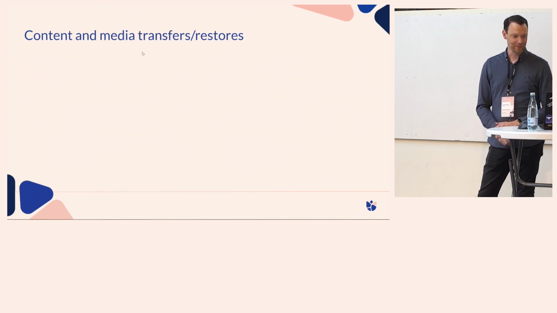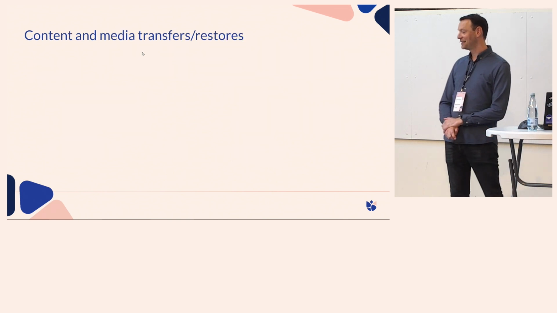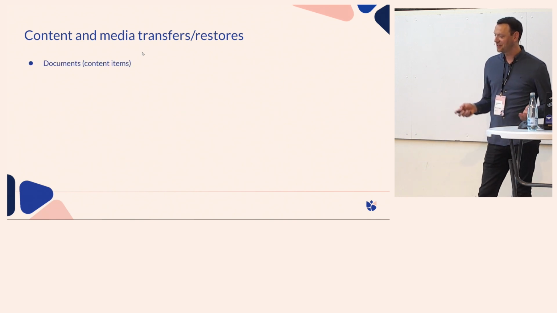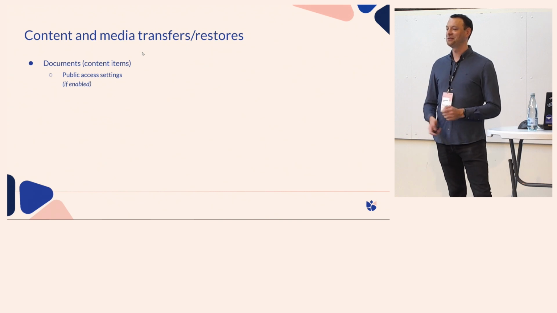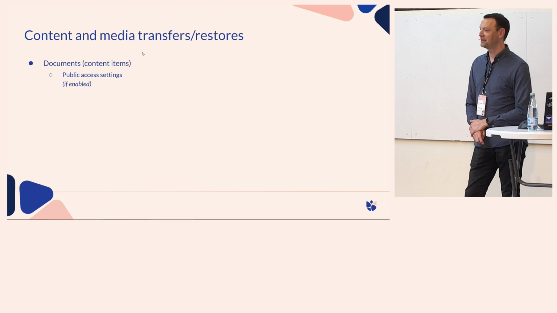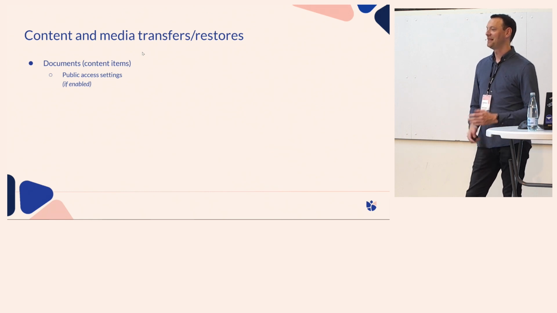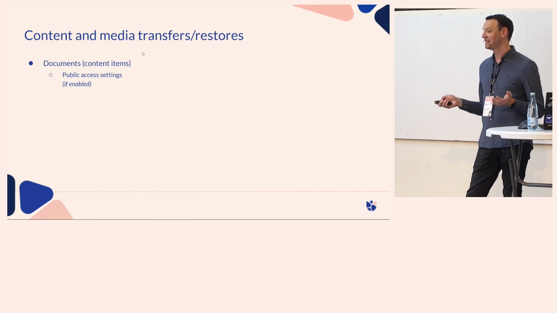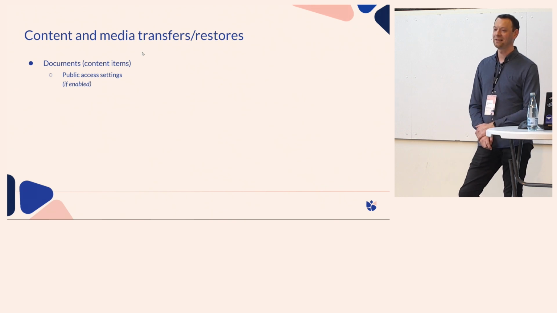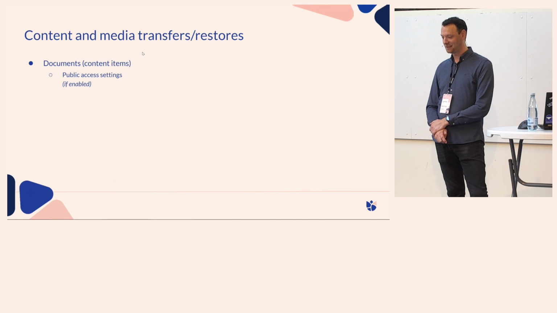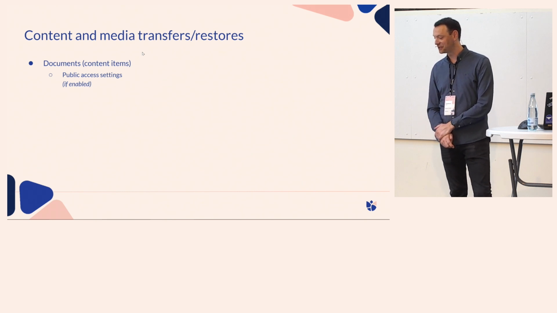Then regarding the content and media transfers or restores, you can do the actual documents or the content items. You can include public access settings. By default, it will only add or update those settings in the different environments and not remove any of those settings, to make sure you don't accidentally push something that removes the public access settings. But you can configure that within the deploy settings if you do want to have that behavior changed.